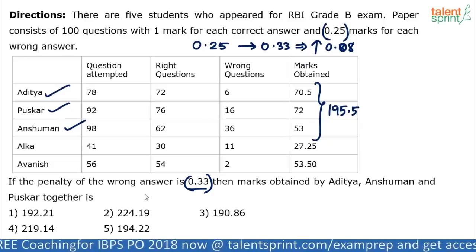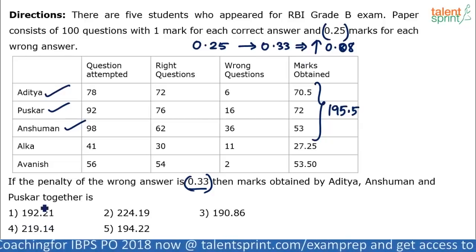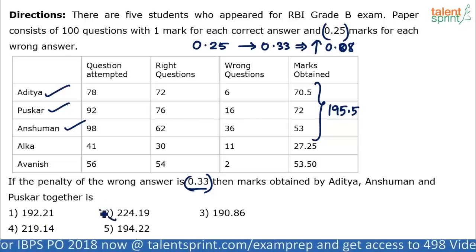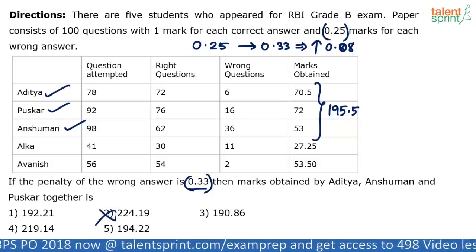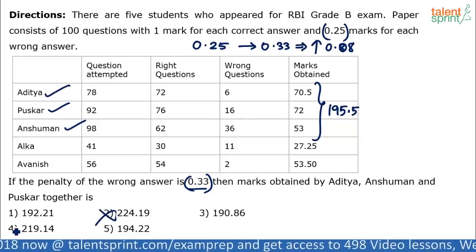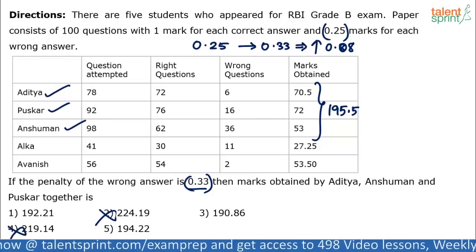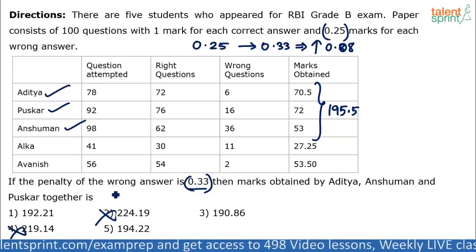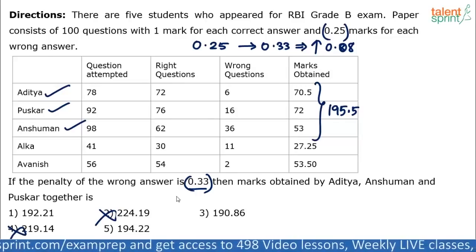Verify the options. Option 1, possible, 192.21 is less than 195.5. But look at option 2, it's stupid. How will the score increase? Score should decrease. So option 2 gets eliminated. Option 3, possible. 190.86 is possible. Option 4, again, a stupid option. 219 is an impossible answer. Option 5 is possible. 194.22 is also possible, because we know that the answer should be less than 195.5.